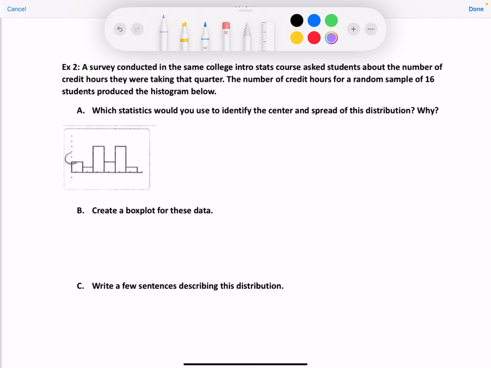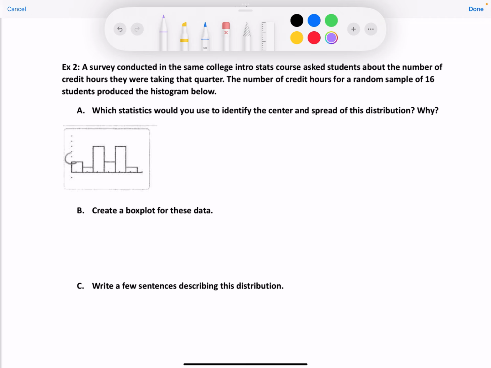A survey conducted in the same college intro stats course, it's still college, asked students about the number of credit hours they were taking that quarter. The number of credit hours for a random sample of 16 students produced the histogram below. Disregard that little curl there. It means absolutely nothing. I think it's just a mistake. I copied it and put it in there.